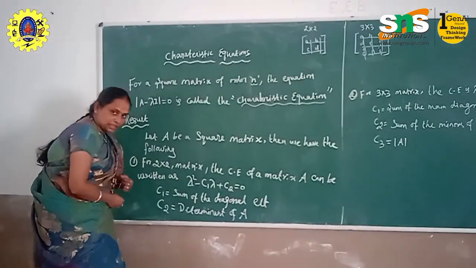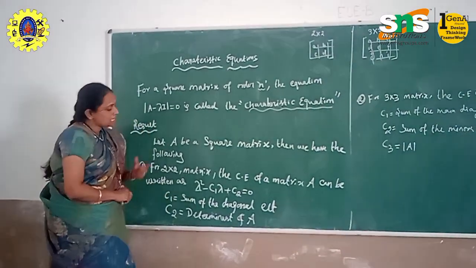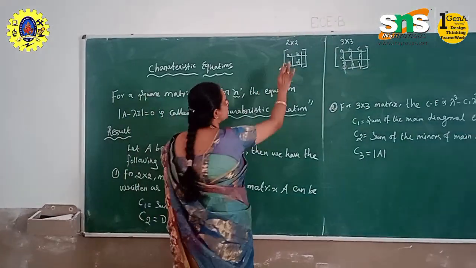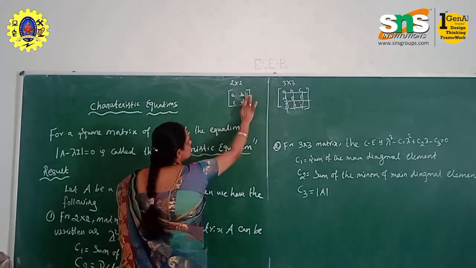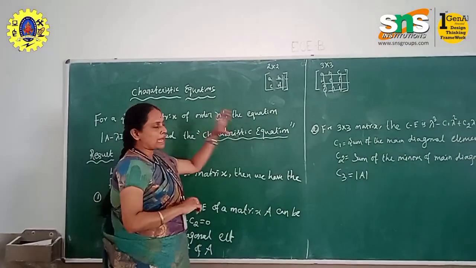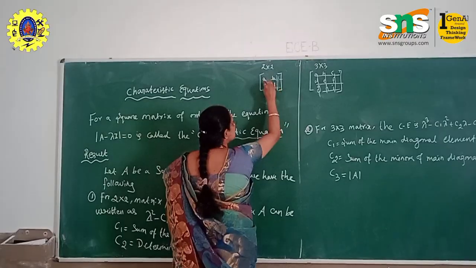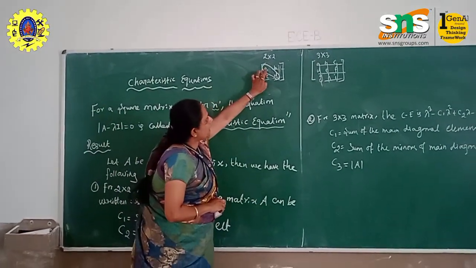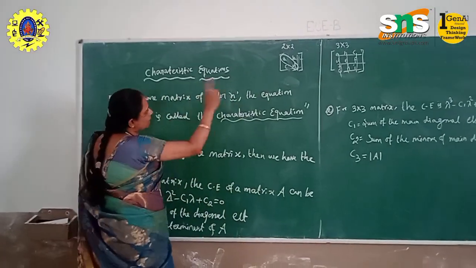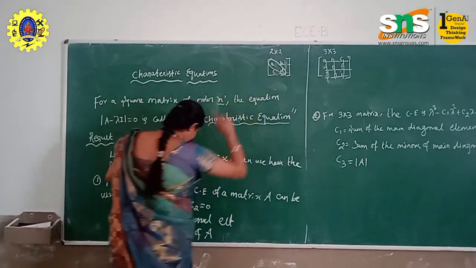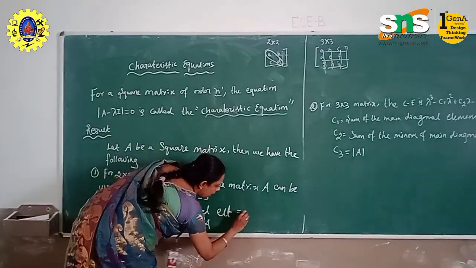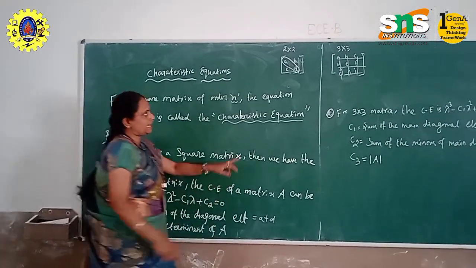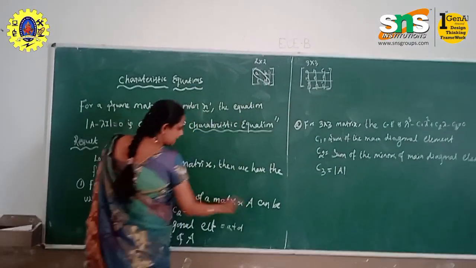How can we find C1? C1 is nothing but the sum of the diagonal elements. What is the sum of the diagonal elements? In this matrix, the diagonal elements are A and D. So we add A and D. So what is C1? C1 is A plus D, the sum of the diagonal elements.